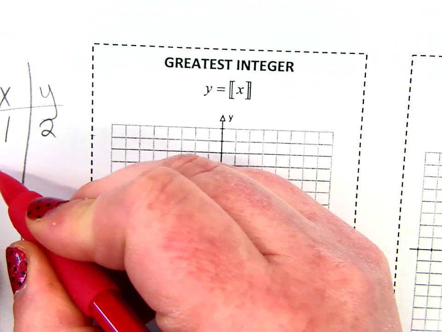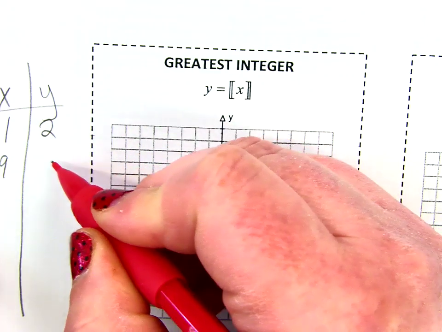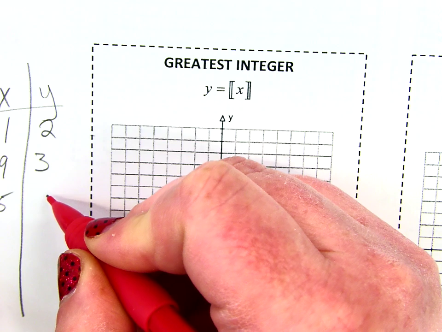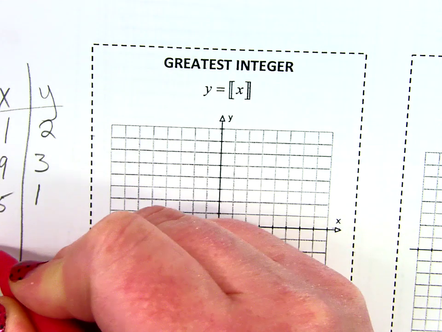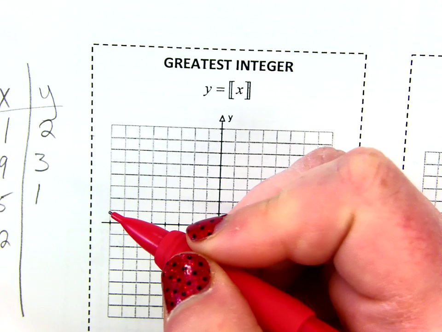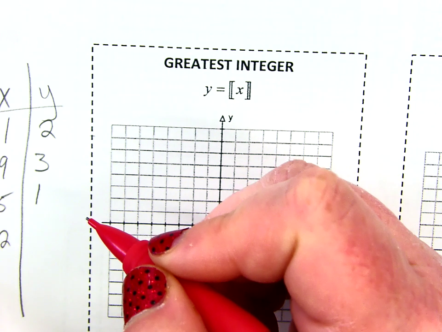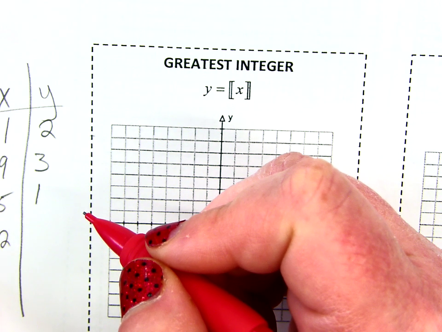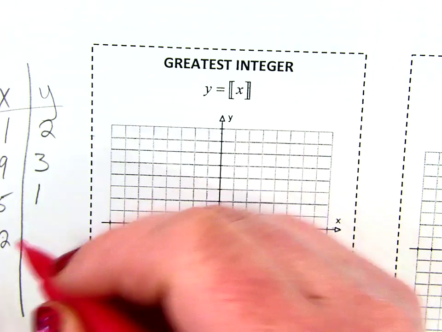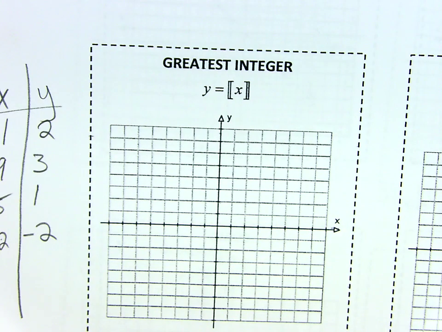2. 3.9. What'd you come out with? 3. How about 1.5? What would that be? 1. Let's go negative. What would negative 1.2 be? Which one is it? What is the integer that's less than or equal to this one? Negative 2. Negative 1's bigger than it. So be careful when you go negative, right?